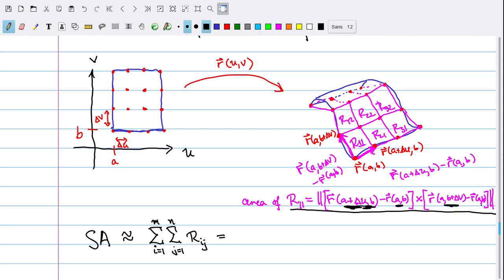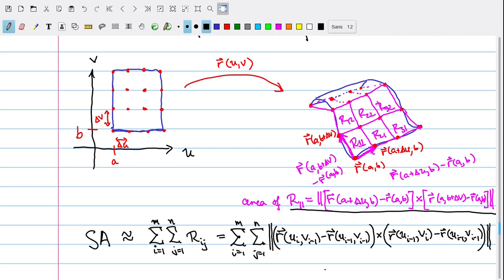I want to generalize this equation, which says that the first point is a plus delta u b, and the second point is a b, and in general it's going to be a plus i delta u b minus a plus (i minus 1) delta u b, and so on and so forth. Or just in terms of notation, u_i and v_j, I can write this as the sum over i and sum over j of r of u_i v_j minus 1 minus r of u_i minus 1 v_j minus 1, crossed with r of u_i minus 1 v_j minus r of u_i minus 1 v_j minus 1, where I'm defining my u_i's and v_j's based on the grid in the UV plane.